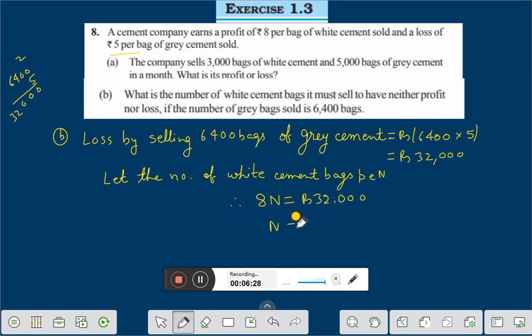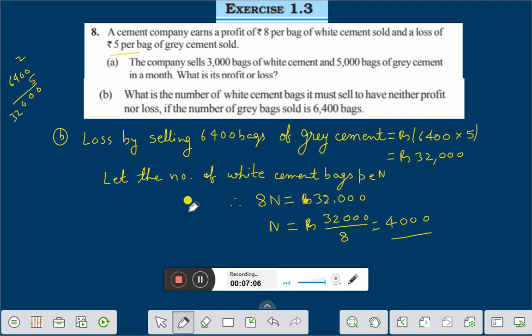Therefore, you can say that n is equal to 32,000 by 8. This is not rupees, right? That is n equal to 32 by 8, therefore it will be 4,000. 4 8 is 32. Right? Therefore, the number of white cement bags to be sold is 4,000, so that there is neither profit nor loss. Therefore, we got the answer, that is 4,000.